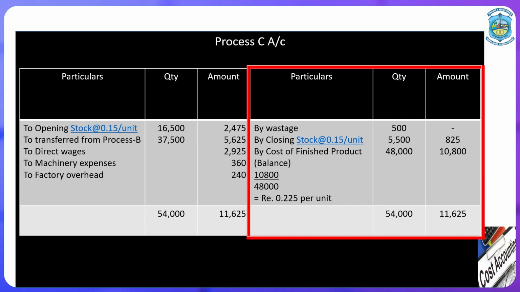Out of 54,000, 500 is wastage and 5500 is closing stock. The remaining quantity we have transferred to the finished product. So, 54,000 minus 500 minus 5500, the balance is 48,000. That means 48,000 units we have transferred to finished goods or finished stock.